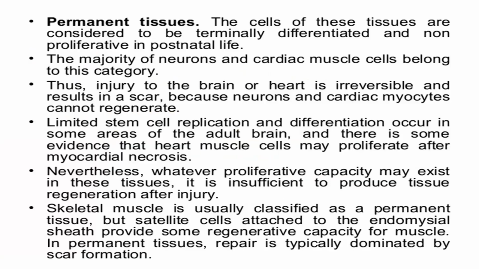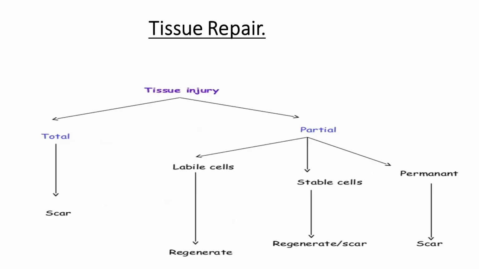As I already told you about the permanent tissue, the cells of these tissues are considered to be terminally differentiated and non-proliferative in postnatal life. The majority of the neurons and the cardiac muscle cells belong to this group. Thus, injury to the brain or heart is irreversible and results in scar, because the neurons and the cardiac myocytes cannot regenerate.